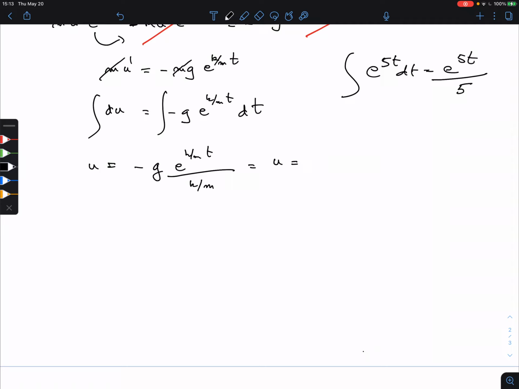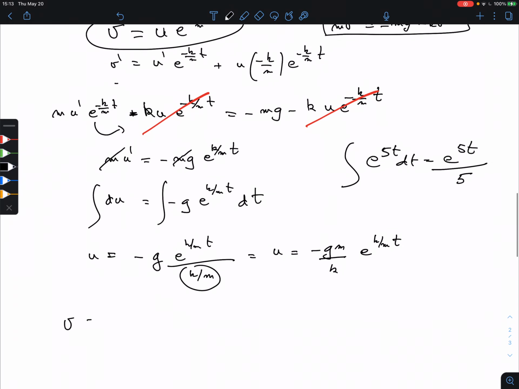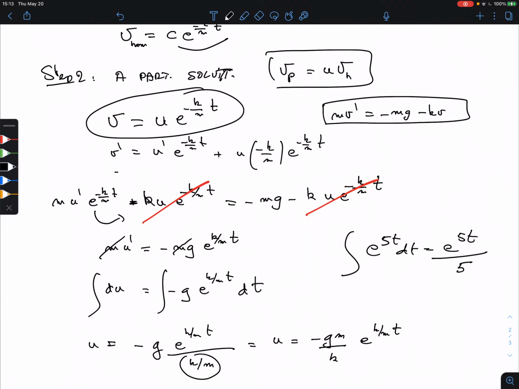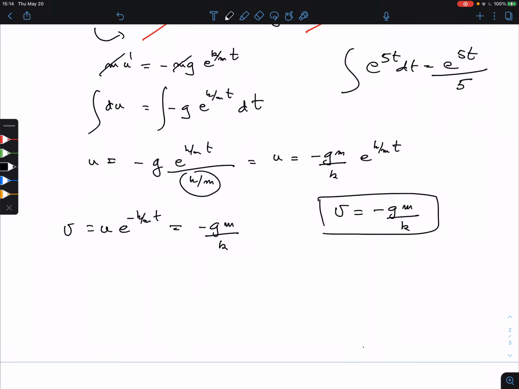So we see that u is equal to minus g m over k. I flip this over to bring it up here. e to the k divided by m t. Now if I plug this into my u, v, so remember v is u e to the minus k divided by m t, right? That's this guy here. And so this now becomes minus g m divided by k, and all the e's cancel each other out. So I see actually we get a constant velocity here. Okay, but that is the particular solution.